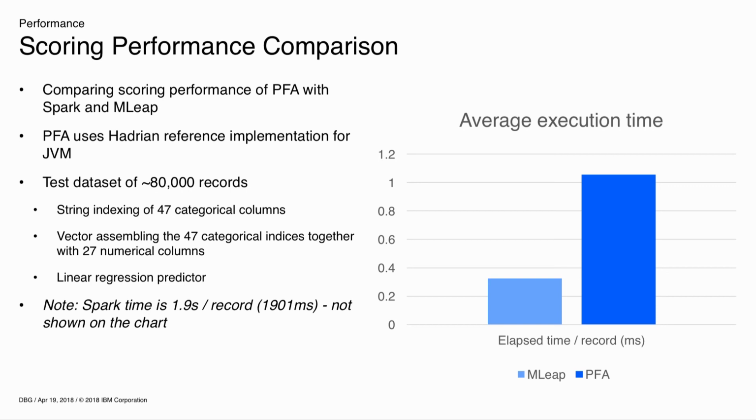So this points to some work that needs to be done in the PFA reference scoring engines, but I think the gap can be closed. But in any case, if you compare both of them to Spark, there really is no comparison. You can't use Spark for real-time scoring, but you certainly can use these two.